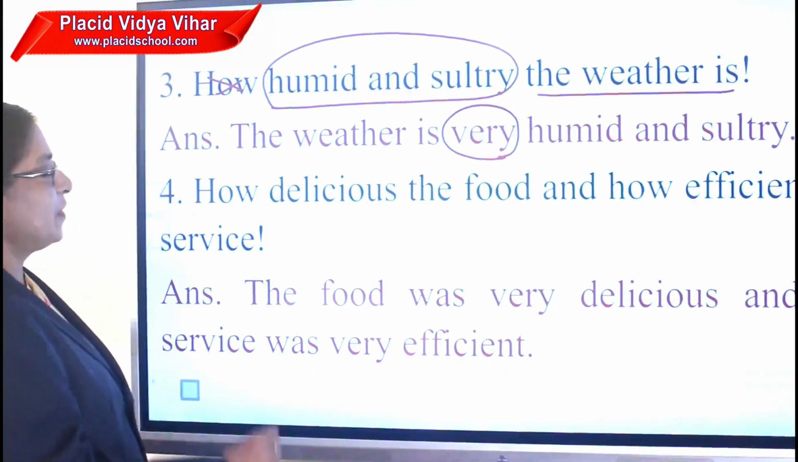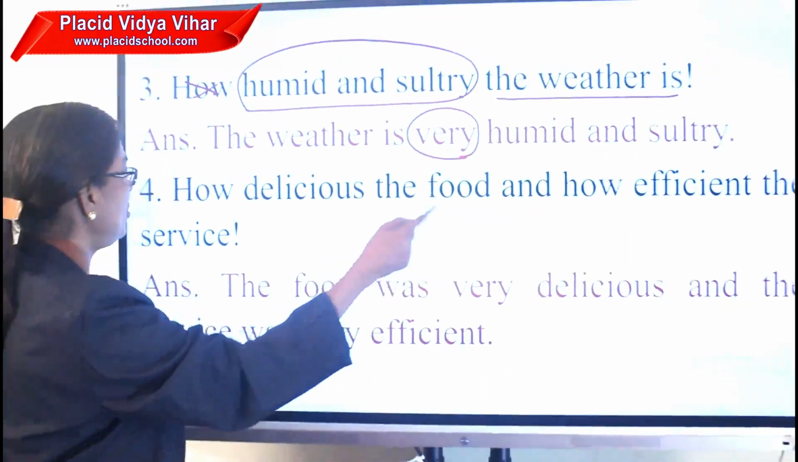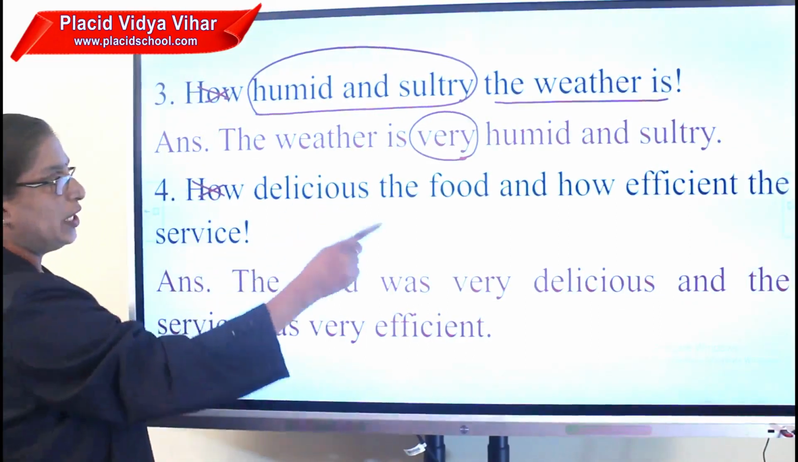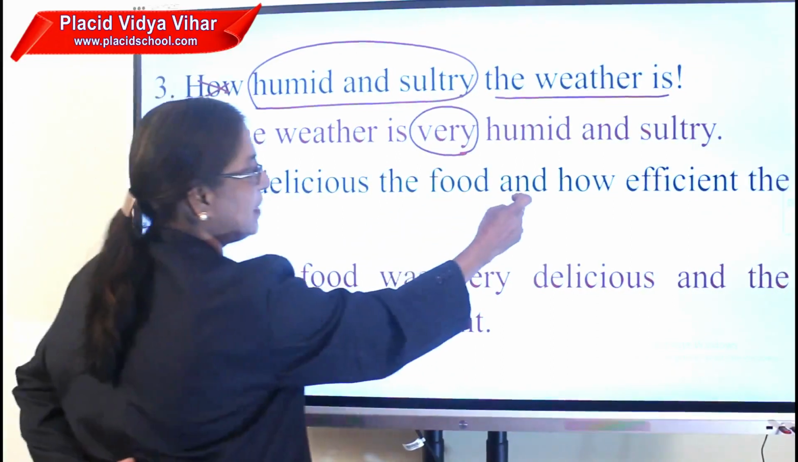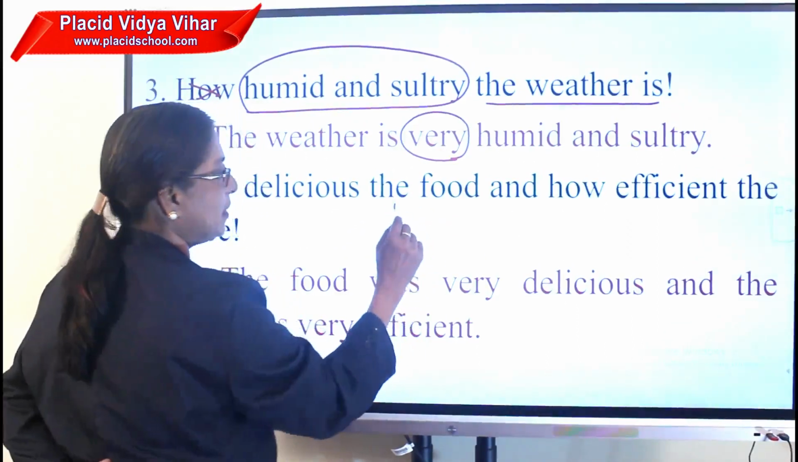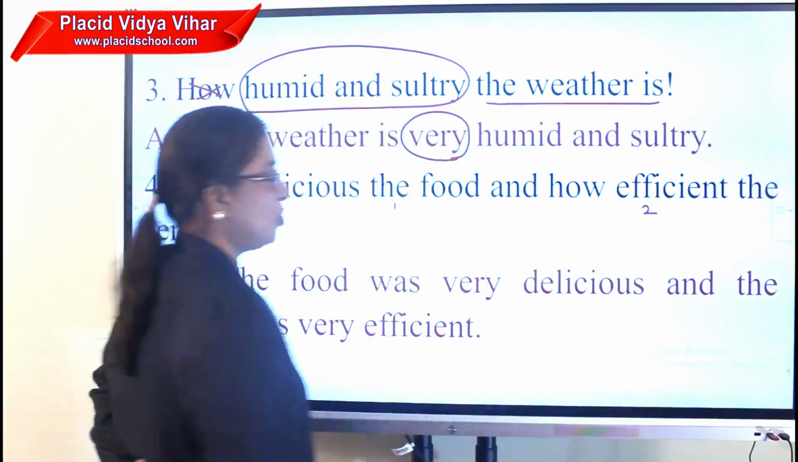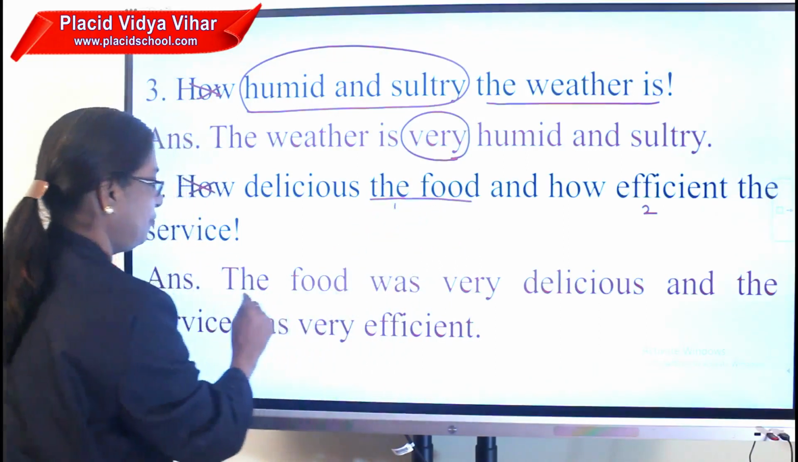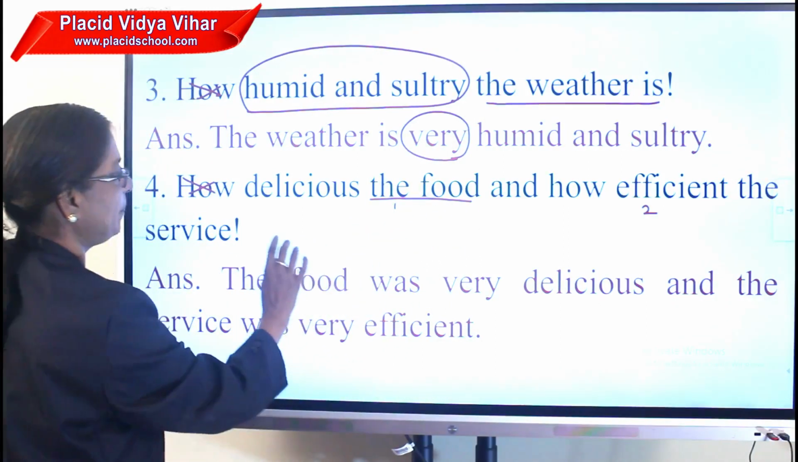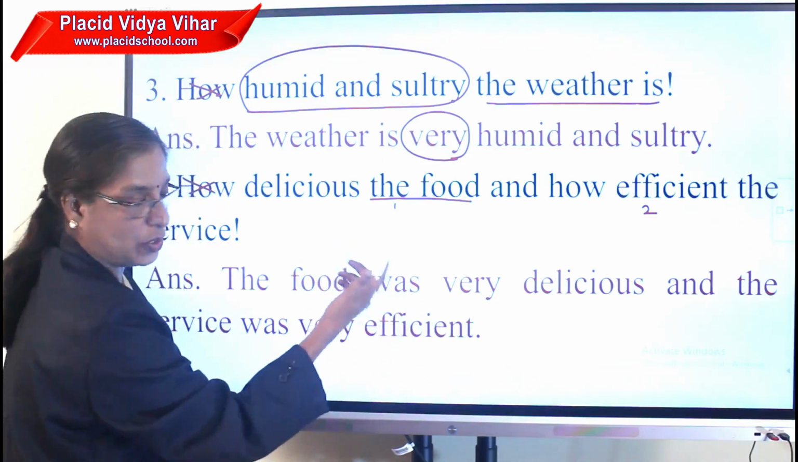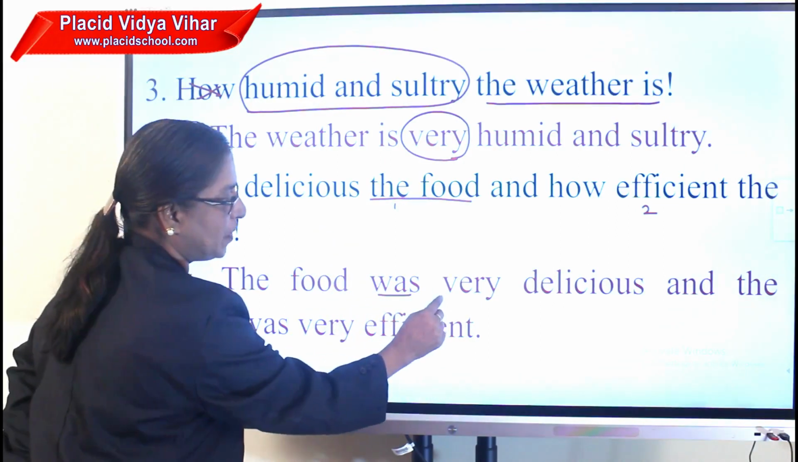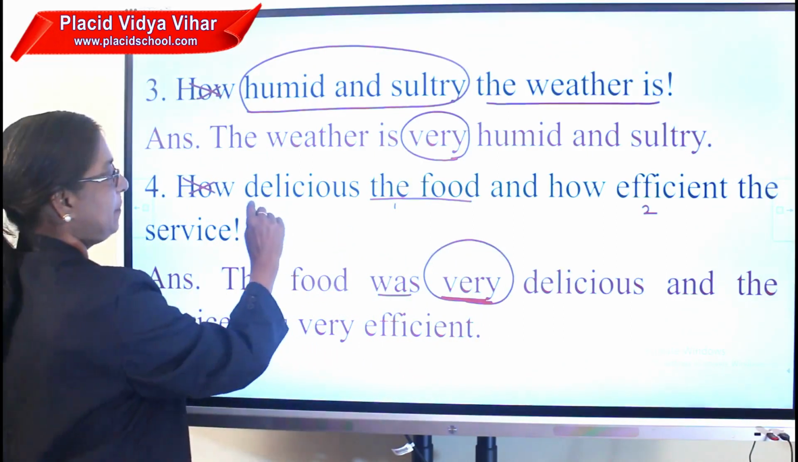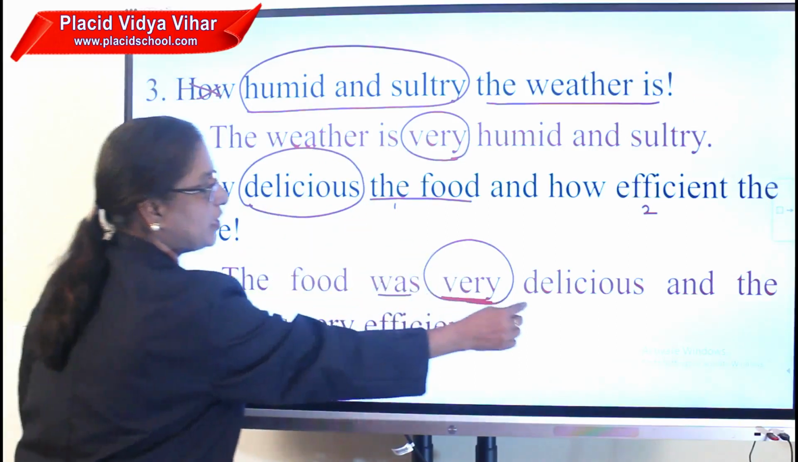Now look at the next one. How delicious the food and how efficient the service. So what you do, just like that, cancel this first one. Go to the last part. Since and has come, there are two sections. This is one and this is second. So both you should write. Begin from the first. You write this. The food was, see the action is over, so put it in past tense. Was very, this is the adjective you are inserting. The food was very delicious.